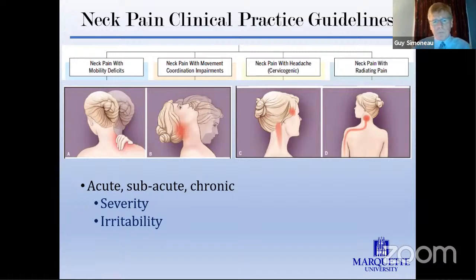But you have to remember that for each of those classifications, you will have some people in the acute stage, subacute stage, or chronic stage. While I will be pointing out general treatment principles that we know work best for that group, you have to adjust the details of the treatment based on the person being in the acute versus a chronic stage. You also have to make adjustments based on the severity and irritability of the condition.